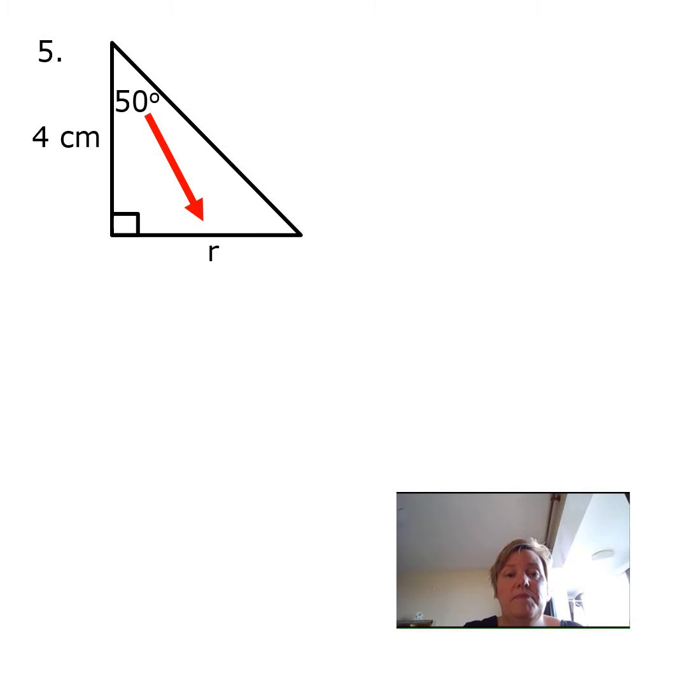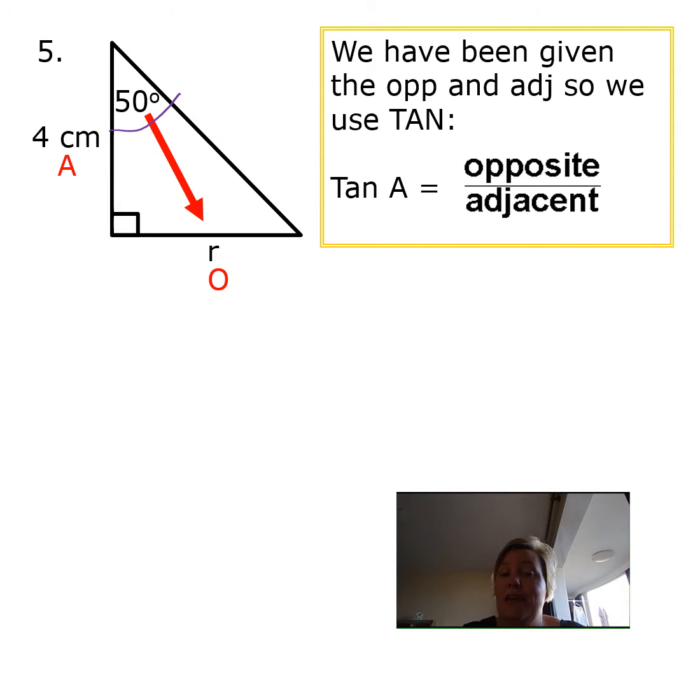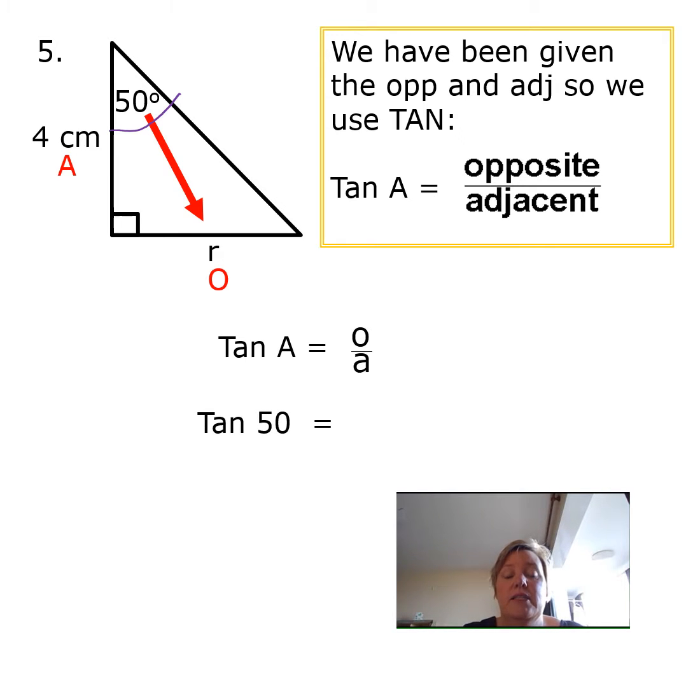Second question here. This one I've got 50 degrees is my marked angle up here. I'm going to need to be very careful labeling my sides for this one, as all triangles. That is the opposite. You'll see the arrow is pointing to the opposite, and I've got the adjacent. So O and A means I'm TOA, so I'm going to go with tan. Put the formula down. It's tan of 50. I'm going to fill in.